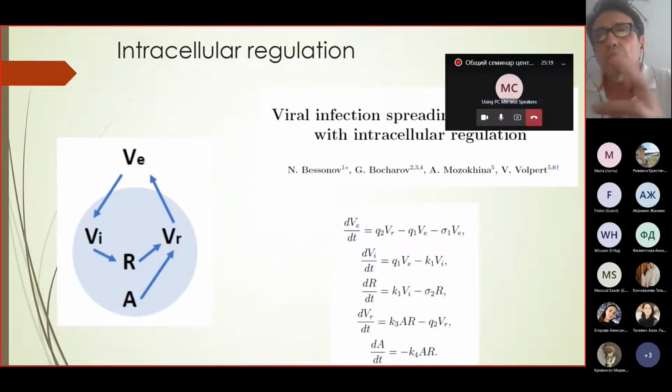In one recent work in progress, we study intracellular regulation of virus replication. You see, there are no more infected cells in the model, but we consider this intracellular virus. So there is extracellular virus. It enters the cell as intracellular virus. Then there is viral RNA here. There are cell proteins A. They produce new viral particles which go outside the cell, and so on.